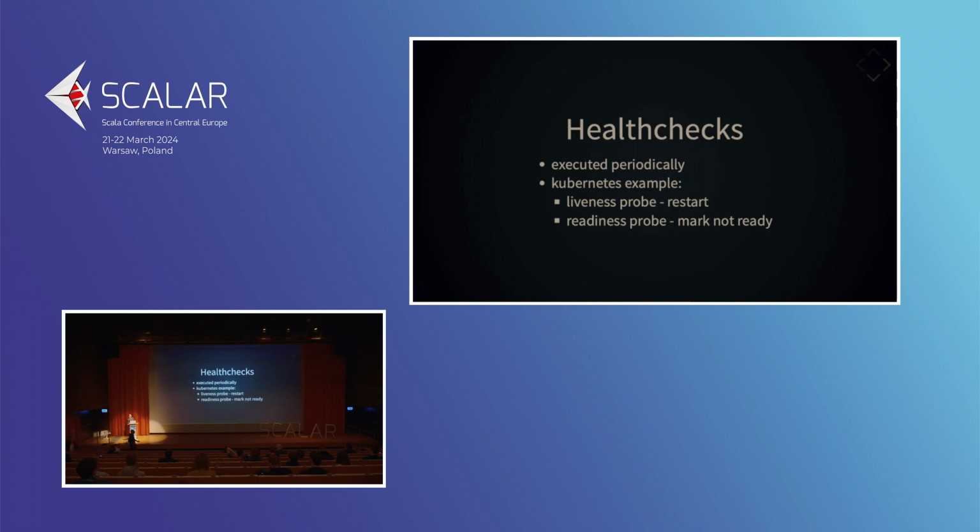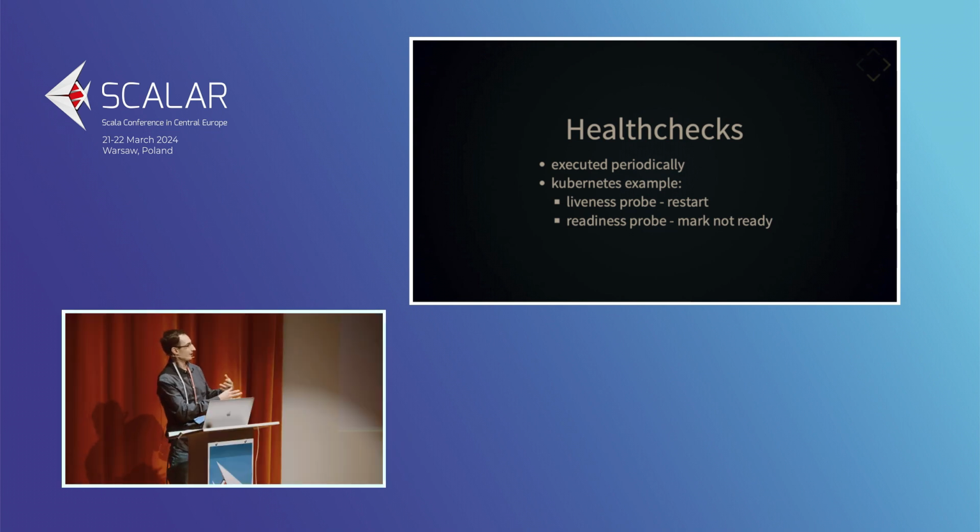And health checks are executed periodically. In Kubernetes, for example, we have two main kinds of health checks. We have more, but those two, I think, cover all I want to say about. Liveness probe: in case failure is detected, then your instance is being restarted. Of course, not after the first failure. By default, you need to have 3 consecutive failures.